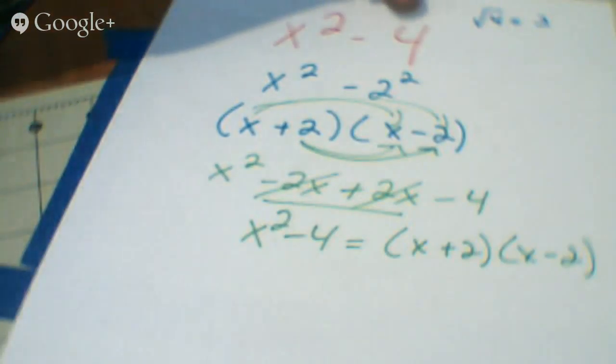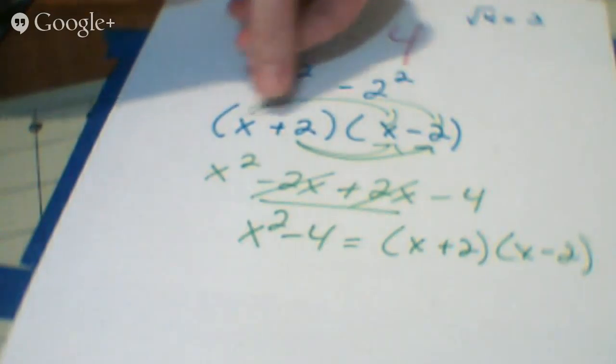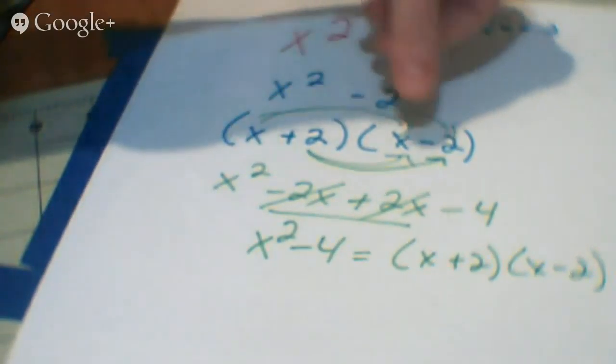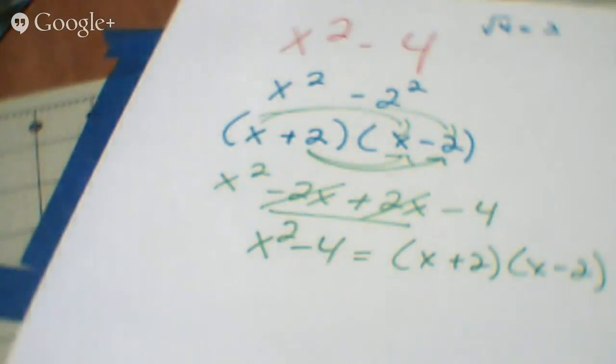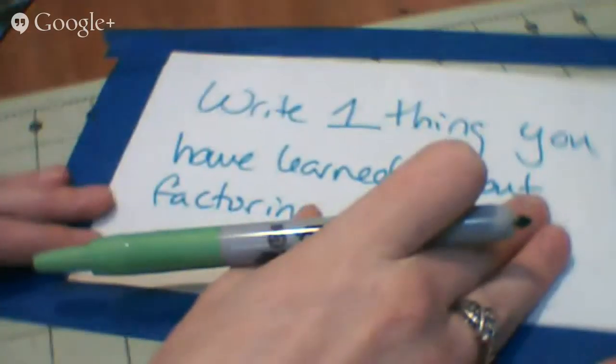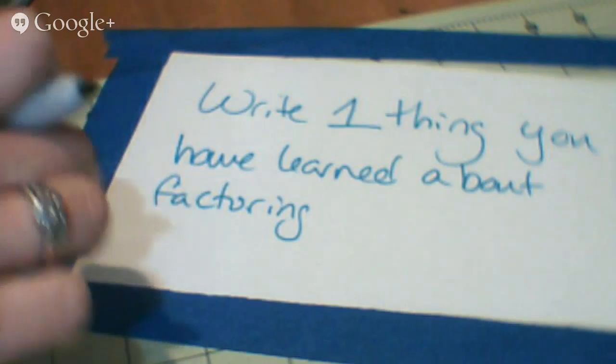So all we do is we take the square root of whatever this number is, pop it in for b, do a, b, 1 plus, 1 minus, check our work, and then we just factored. So let's go ahead and write one more thing that we have learned about factoring so far. And I'll give you a couple seconds to do that. All right, again, if you haven't finished, go ahead and pause and come back.